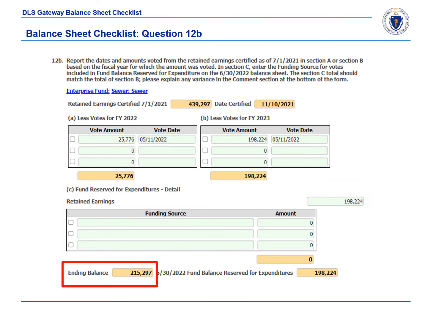The ending balance is the amount of retained earnings that went unappropriated. A positive balance that remains flows to the enterprise fund's undesignated fund balance and has a positive impact on the next fiscal year's retained earnings amount.